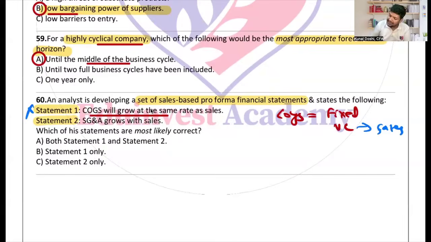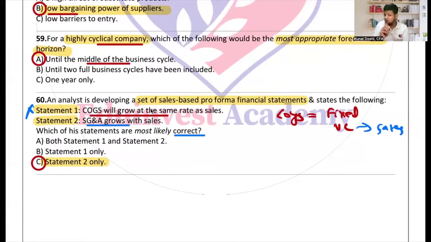Statement number two: selling, general and admin grows with sales. Now see, selling expense, yes, there's like commission, they go ahead with sales. Now, I have an opinion here. See, first is definitely wrong because cost of goods sold has fixed and variable. Now, if you look at the choices, which one is correct? Wherever there is statement one, that is definitely not the choice. So the only choice left for me is statement number two.